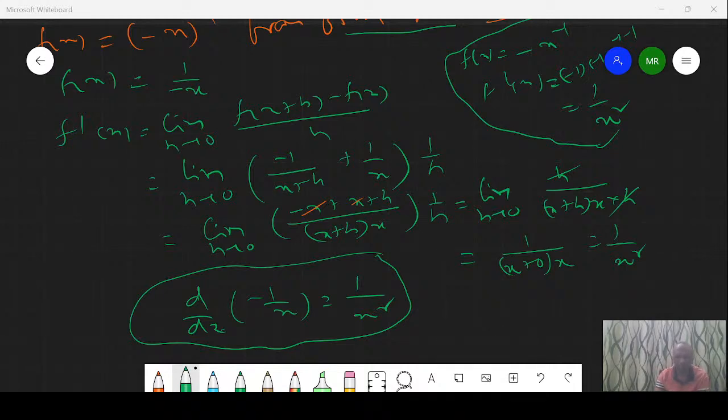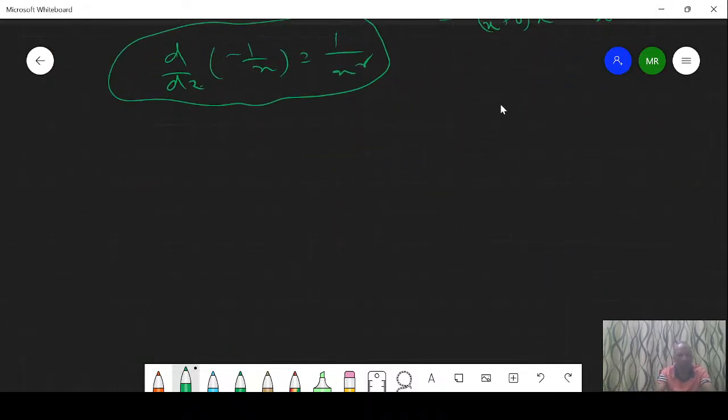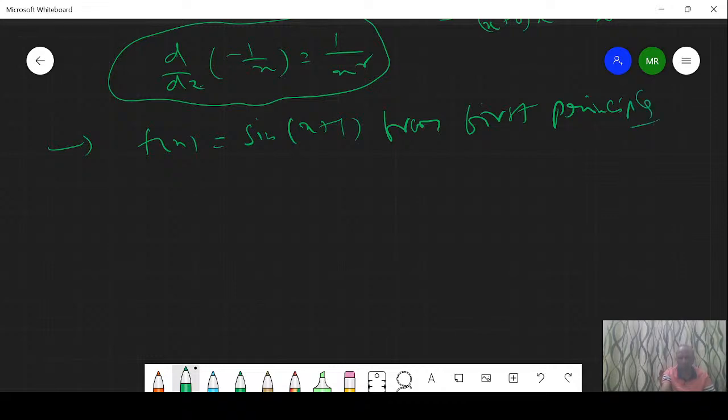Yes. Now I can discuss the next one. Sin of x plus 1. See that, the next problem is sin of x plus 1. So you take the function f of x is equal to sin of x plus 1, from first principle. They are asking for first principle. We are going to use first principle.